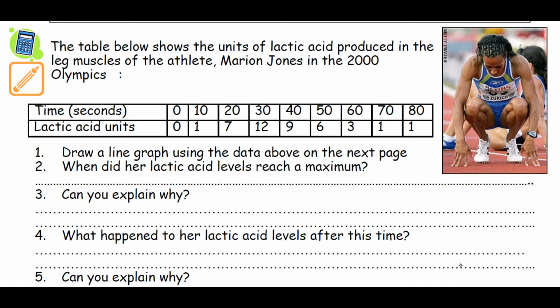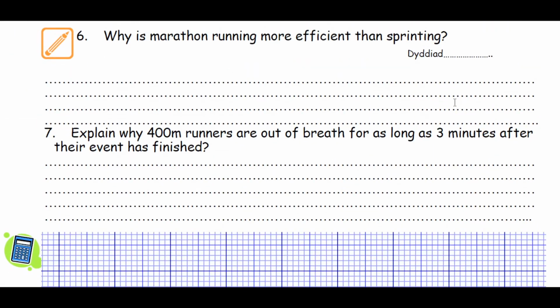So over the page, you've got your graph for plotting. And just a couple of other questions here. Why is marathon running more efficient than sprinting? In marathon running, you keep a regular, steady pace, and you are breathing constantly and fairly consistently in order to get oxygen to the muscle cells. Whereas sprinting requires far more effort. You might take 1 or 2 breaths only during that sprint.